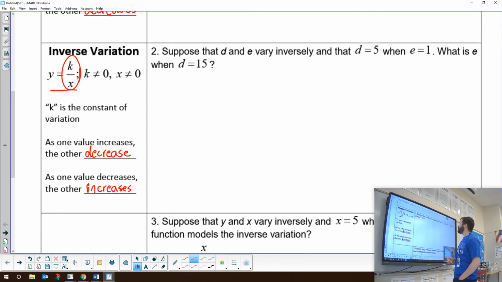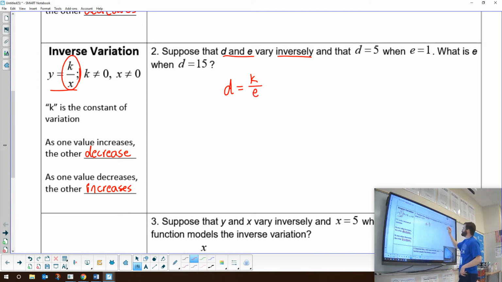Okay, so take a look here at number 2. I know that I'm going to use this formula, y equals k over x, because it says D and E vary inversely. So I'm going to write it out like this. I'm going to go D equals, the inverse relationship is going to be k divided by E.